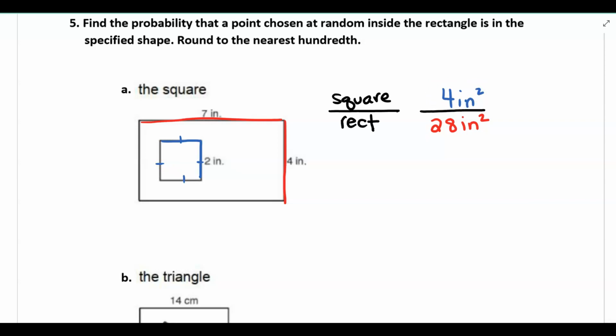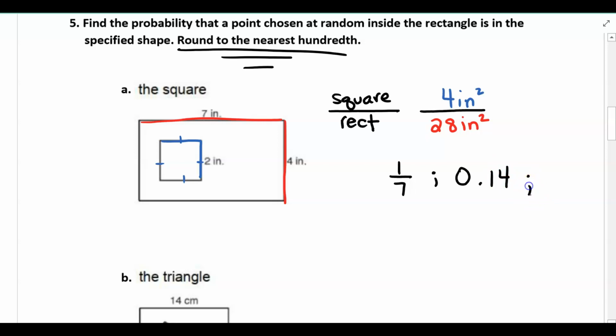So the probability that it's going to land within the 4 square inch space out of this whole 28 square inch space is, if I reduce that fraction, a 1/7 possibility, which is equivalent to 0.1428571429. But it does say to round to the nearest hundredth, which is the second spot. So 1428 rounds to 0.14.